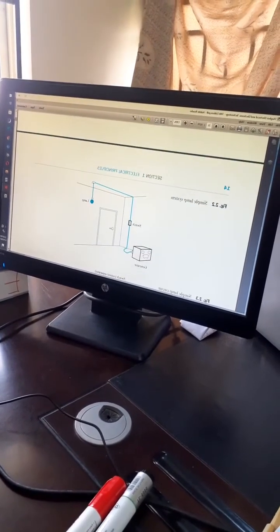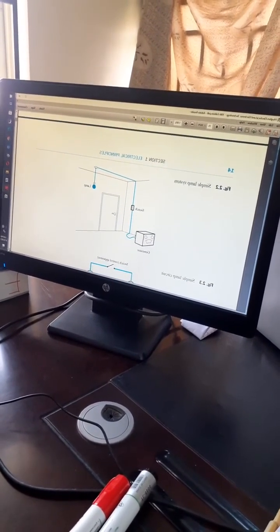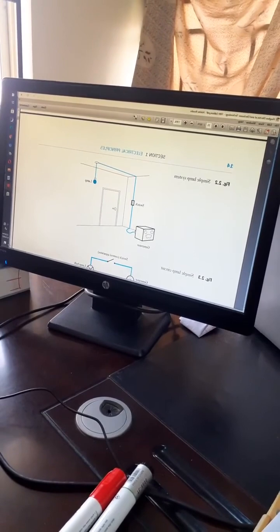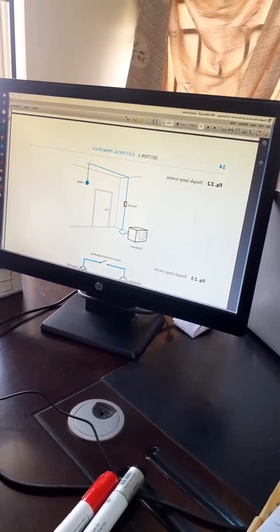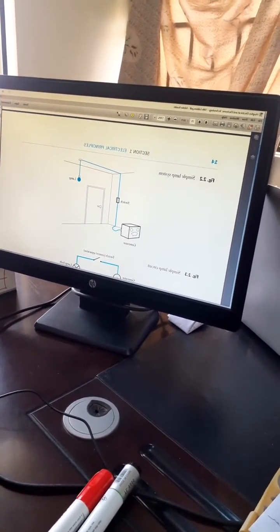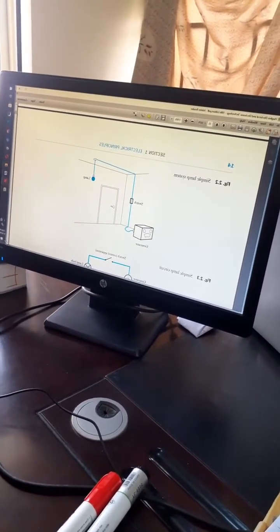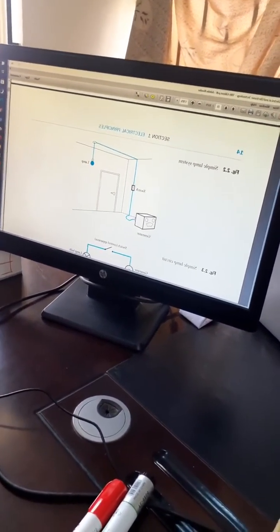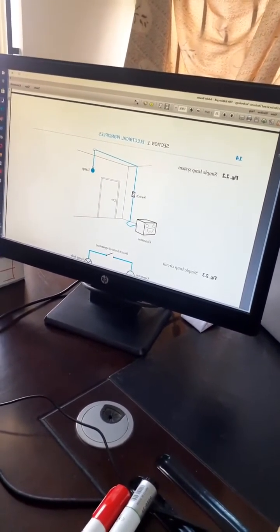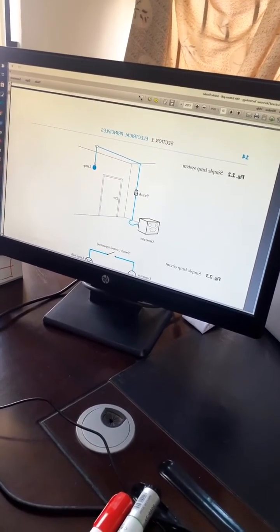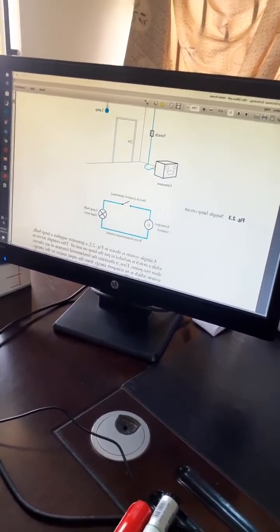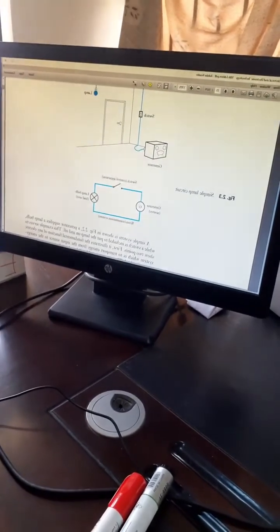So now, this figure 2.2 is a layman diagram. It's a photo showing your generator, a pair of wires, your switch, and your bulb. We don't like this type of diagram. This is not an electrical engineering diagram. We prefer figure 2.3, where it is symbolic.